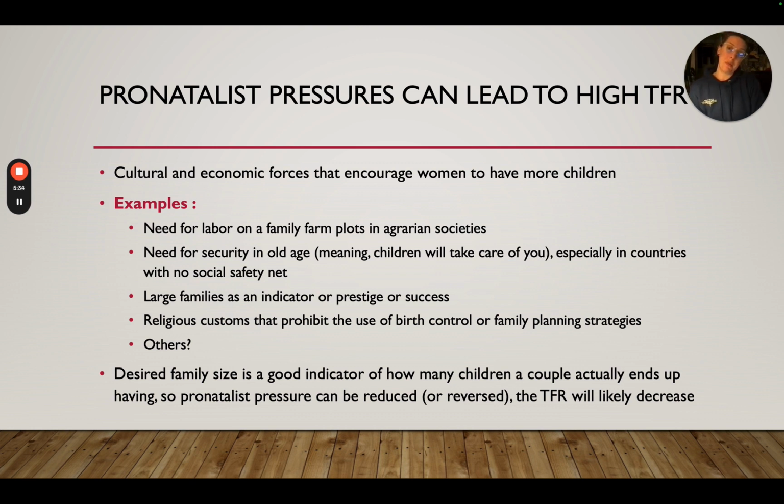Religious customs perhaps prohibit the use of birth control or family planning strategies. This last bullet point here has been up in the news cycle as of recently, and it's a little bit alarming for those of us who don't want to have children and may be forced to because of someone else's religious practices, which is pretty terrible in my opinion.